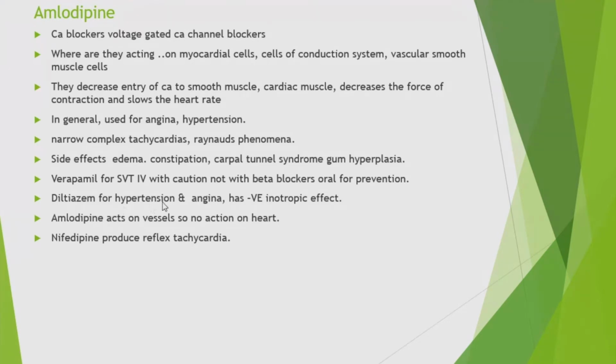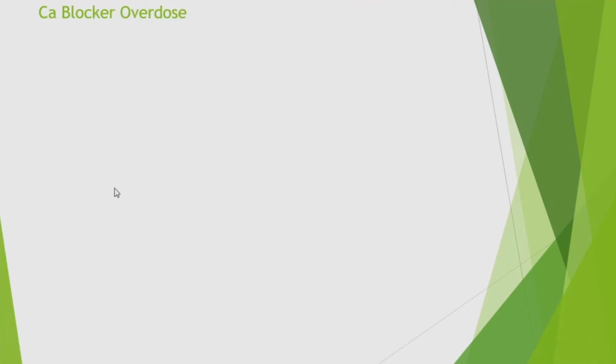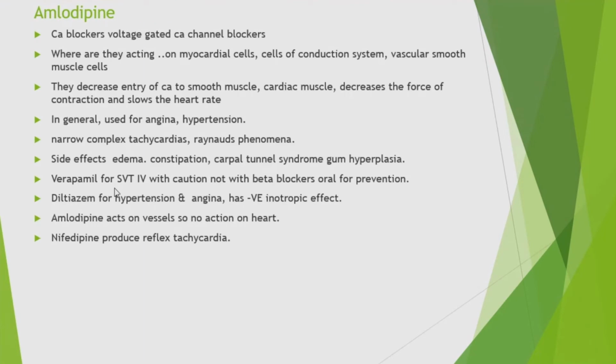Diltiazem is given for hypertension, angina, has a very strong negative inotropic effect. Amlodipine will not produce tachycardia, will not produce conduction defects. It acts on vessels and it is very long acting. So that's a preferred drug. Nifedipine, on the other hand, has a similar action but produces reflex tachycardia. So amlodipine is commonly given for hypertension. Okay, diltiazem has to be carefully given in angina. So these are the calcium blockers.